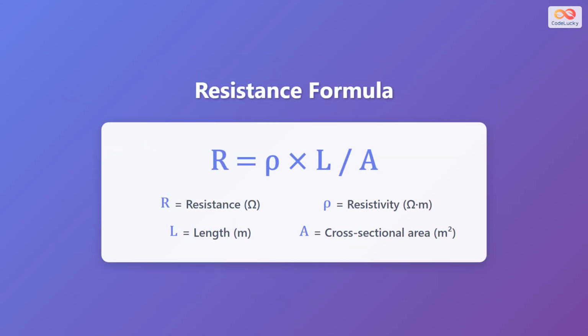We can calculate resistance using a mathematical formula. Resistance equals resistivity multiplied by length, divided by cross-sectional area: R = ρL/A. Here, R is resistance measured in ohms. The Greek letter rho represents resistivity, measured in ohm meters. L is the length in meters, and A is the cross-sectional area in square meters. This formula shows how all four factors we discussed come together to determine the total resistance of a conductor.